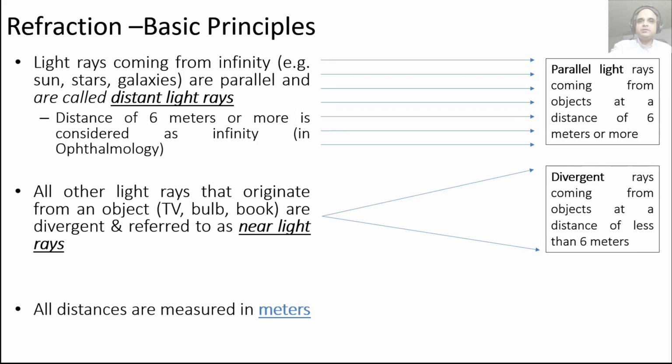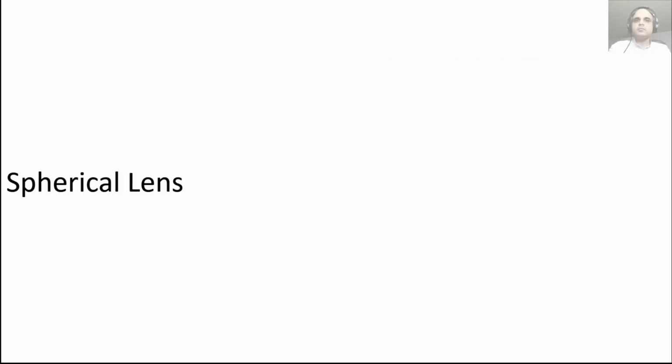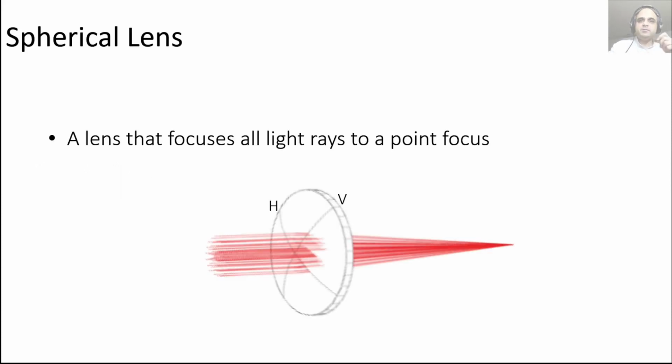And most of these distances are measured in meters because we follow the metric system of weights and measures. We're going to start off by talking about a very specific type of lens. That's a spherical lens, and a spherical lens is a lens that brings all light passing through it to a point focus. It doesn't matter if the light is passing through the vertical or the horizontal meridian or the axis of the lens, it is just brought onto a point focus.